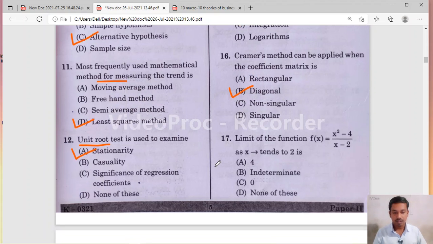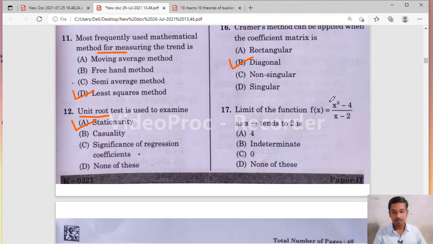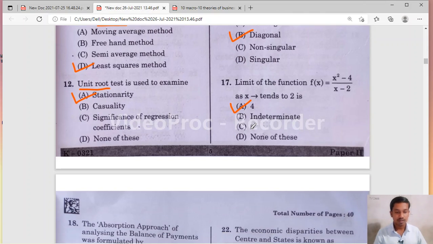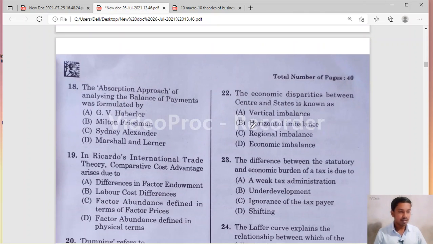Question number 17. Limit of the function f(x) equal to (x^2 minus 4) divided by (x minus 2) as x tends to 2 is option A 4, option B indeterminate, option C 0, option D none of the above. Yes, here the right answer is limit will be 4. I have solved this question. This is the correct answer, A is 4.